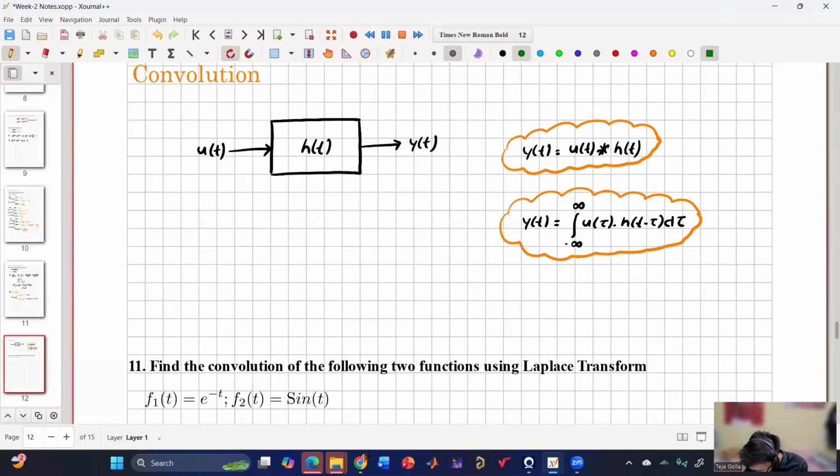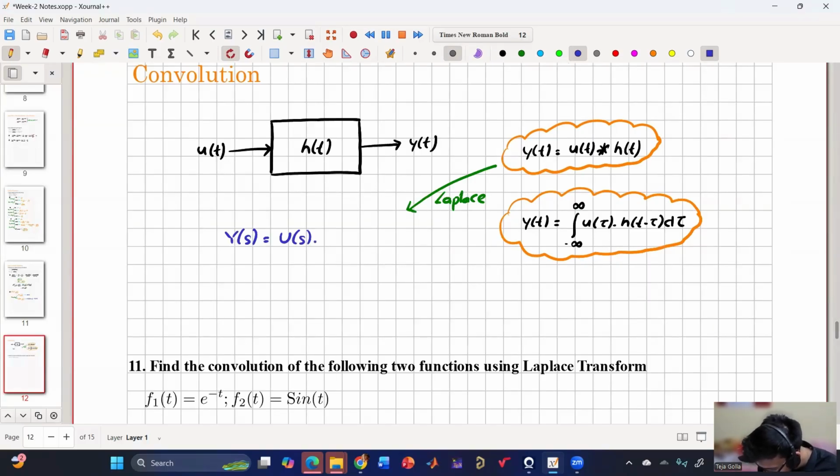If I apply the Laplace transform to this, convolution in the time domain will become a product in the Laplace domain. So y of t will become y of s, u of t will become u of s, convolution will become product, and h of t will become h of s. Vice versa, if I have convolution in the s domain, it will be a product in the time domain.